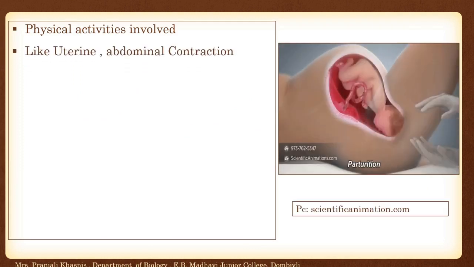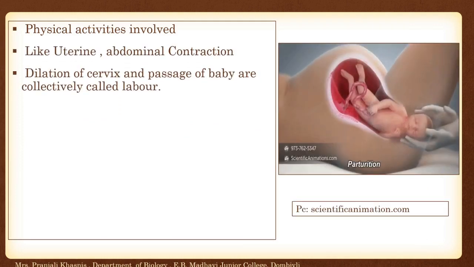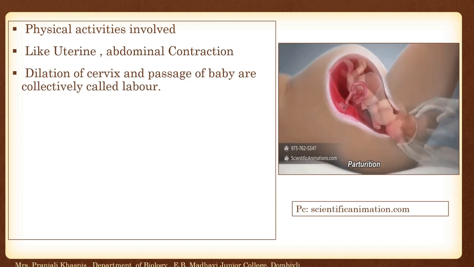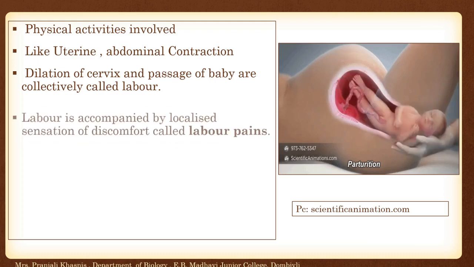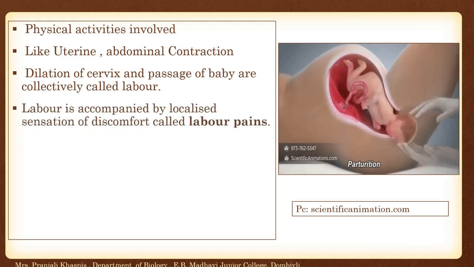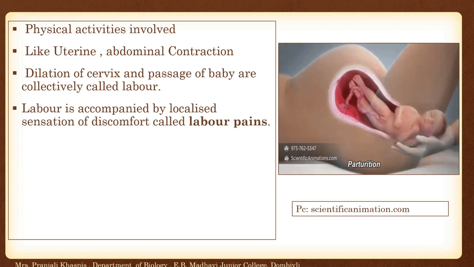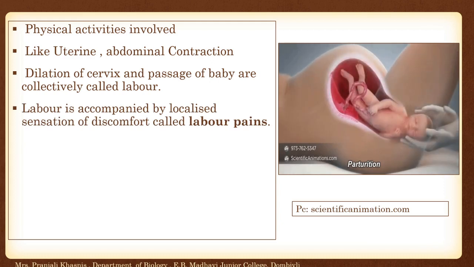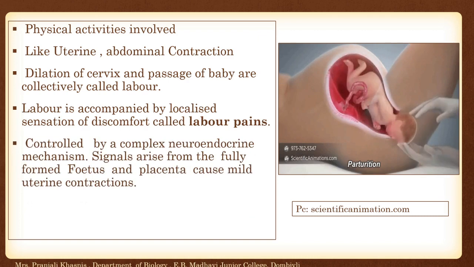It requires a lot of physical activity, that is uterine and abdominal contraction, dilation of the cervix, and passage of the baby. These are collectively called labor. This labor is accompanied by a localized sensation of discomfort, which is normally called labor pains. They are controlled by a complex neuroendocrine mechanism.